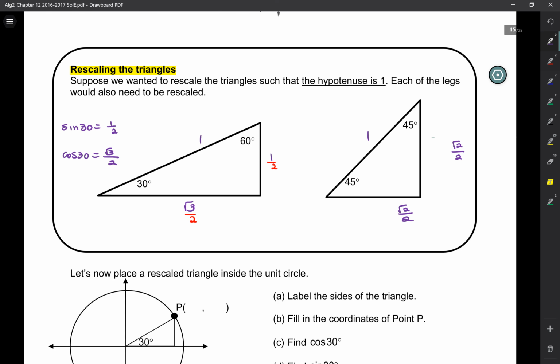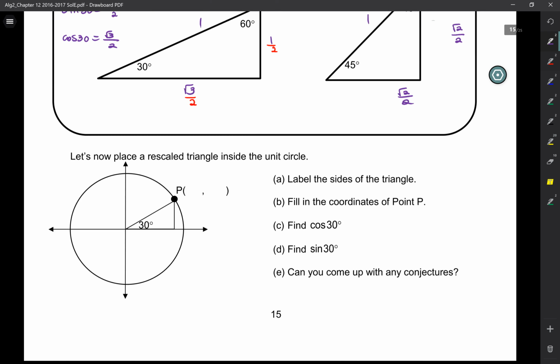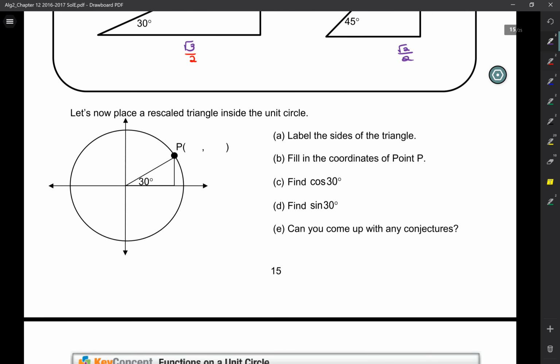All right? Now, let's do one other thing before you become total experts on this. Okay? All right, so here is my 30-degree angle. What I'm going to do now is place a rescaled triangle inside the unit circle. So now this is going to be one of my rescaled triangles. If this is the 30-degree angle, how much is that side now with our new notation? How much is it? It's 1/2.